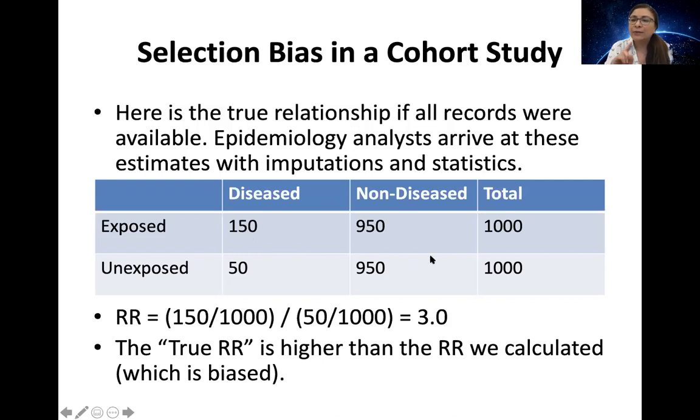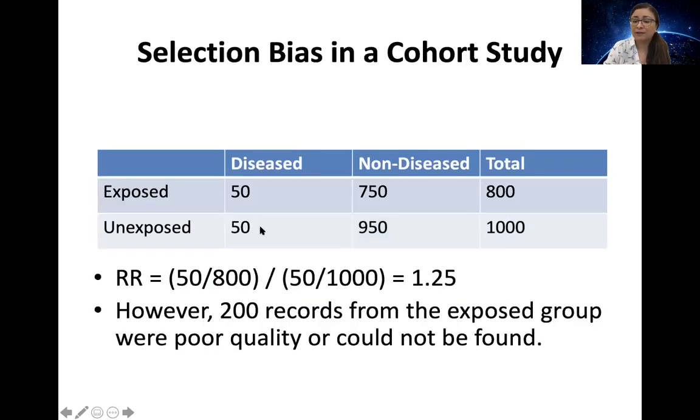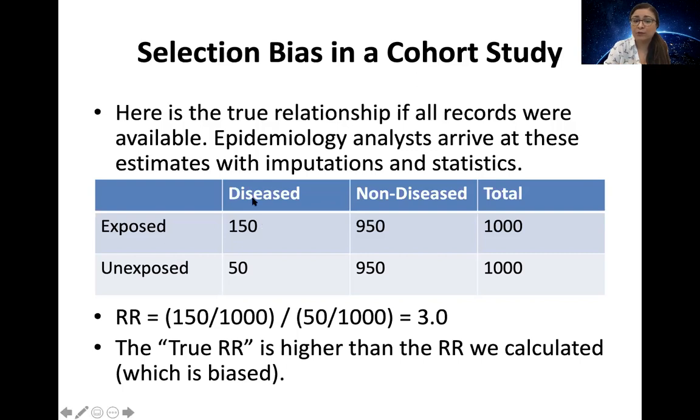So let's say had we had those 200 records and we were able to fill in this number up to 1,000, and we discover that actually 150 would have been diseased. So this is greater than the 50. There's 100 more people with the exposure and a disease. And when you redo the RR, you get a 3.0. So the true RR is higher than the RR we calculated. So there's a selection bias here.